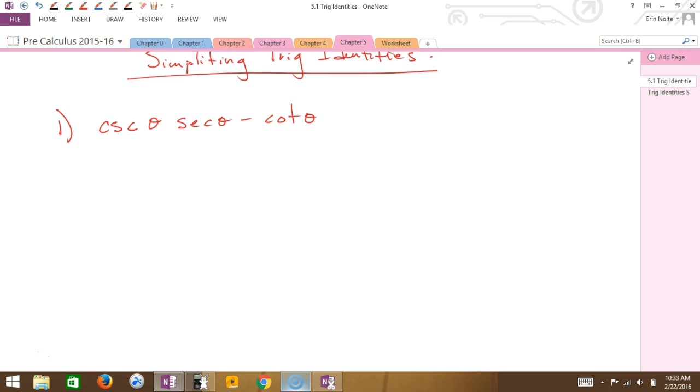The first one says the cosecant times the secant minus cotangent. Okay, so our goal here is to reduce this into one trig identity. Looking at your trig identity worksheet, which identity could you use to manipulate one of these? You have a couple different options.